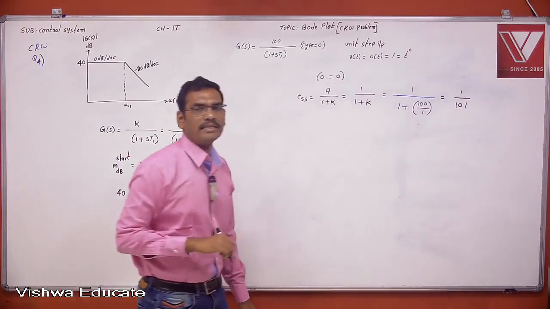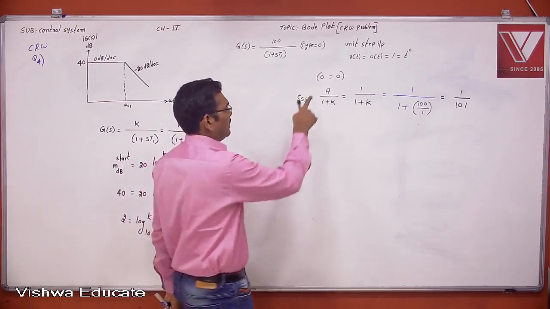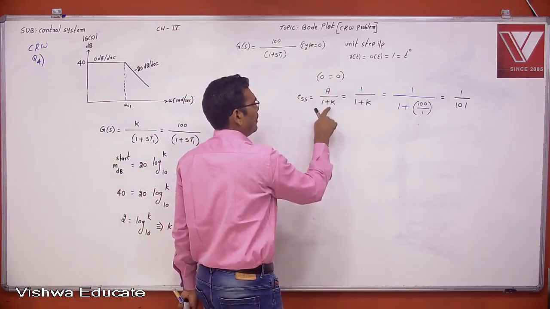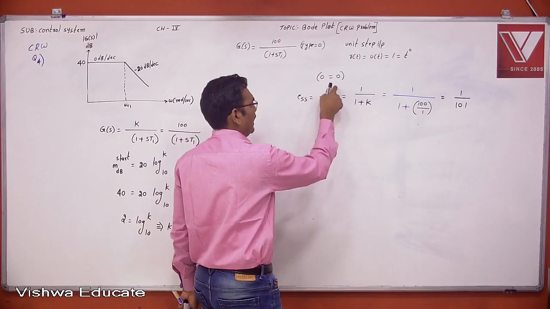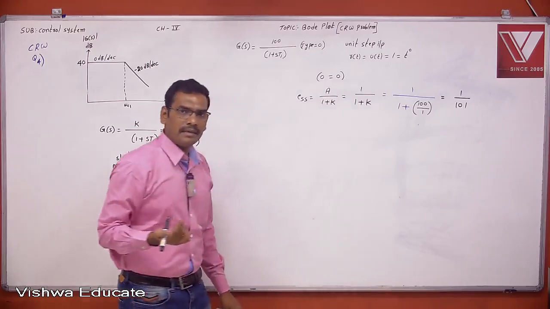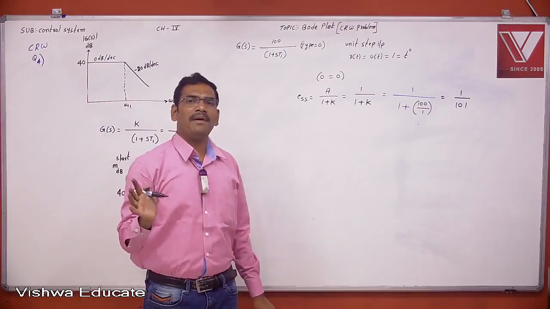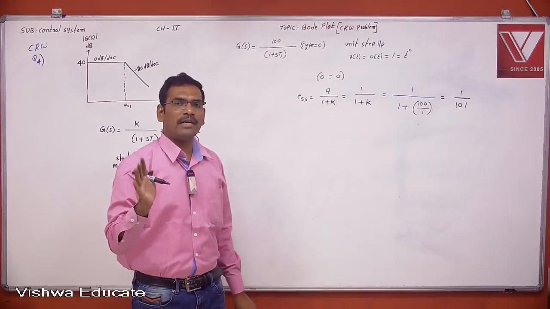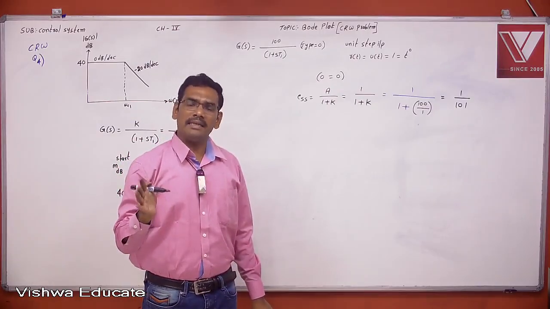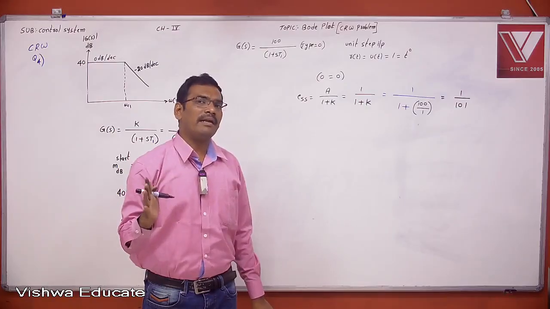And some of the students are missing this: when type and power are same, it is A by K. Yes, type and power same, A by K. I also agree. Type 1 power 1, A by K. Type 2 power 2, A by K. Type 3 power 3, A by K. Type 100 power 100, A by K.